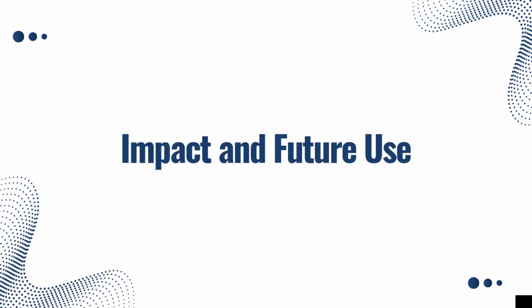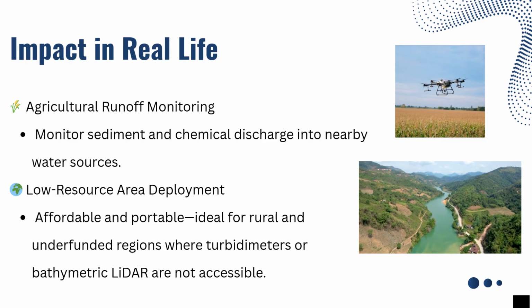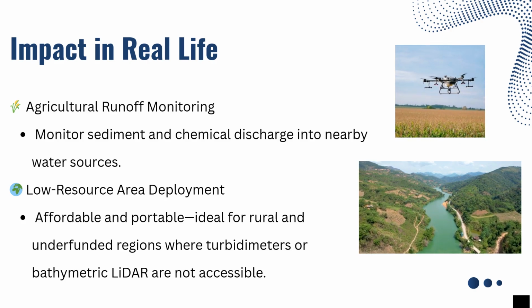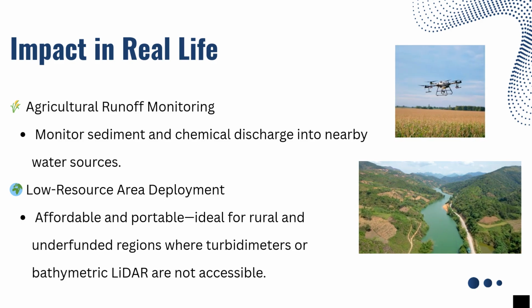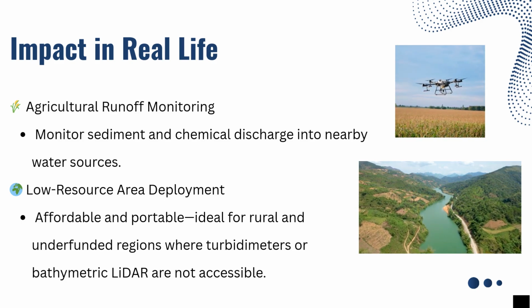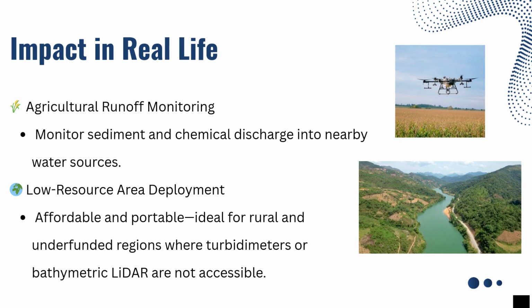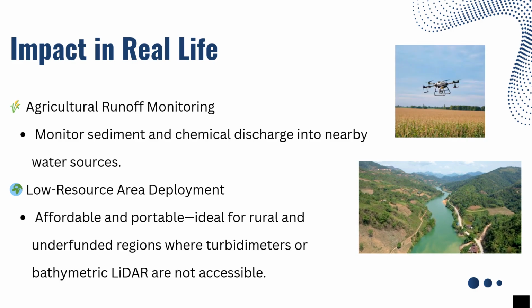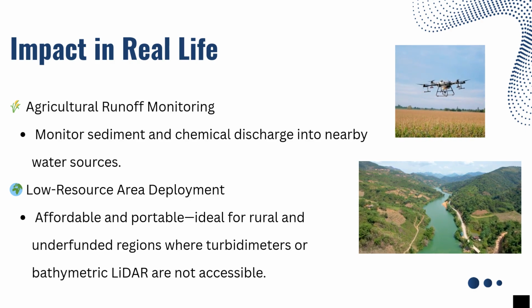Lastly, let's take a look at the impact and future use. This red laser LiDAR turbidity monitoring system has the potential to bring real impact, especially in low resource areas. In agricultural runoff zones, it helps monitor excessive sediment or chemical discharge into nearby rivers, which is crucial for protecting aquatic life and maintaining clean water sources. And because it's low cost and portable, it is ideal for use in rural or underfunded regions where traditional turbidimeters or expensive LiDAR systems are not accessible.